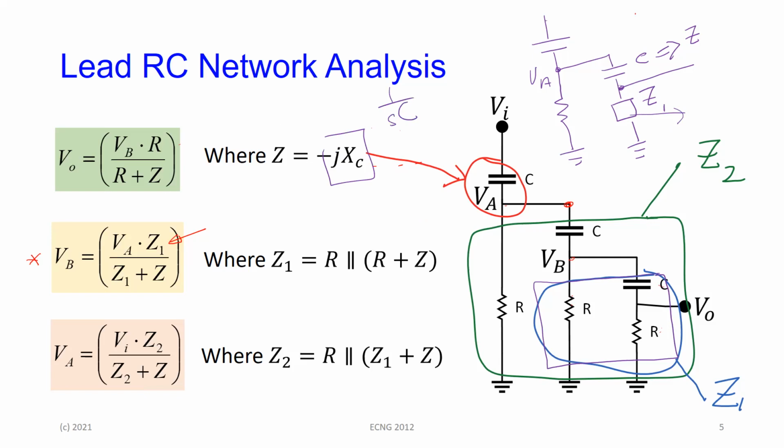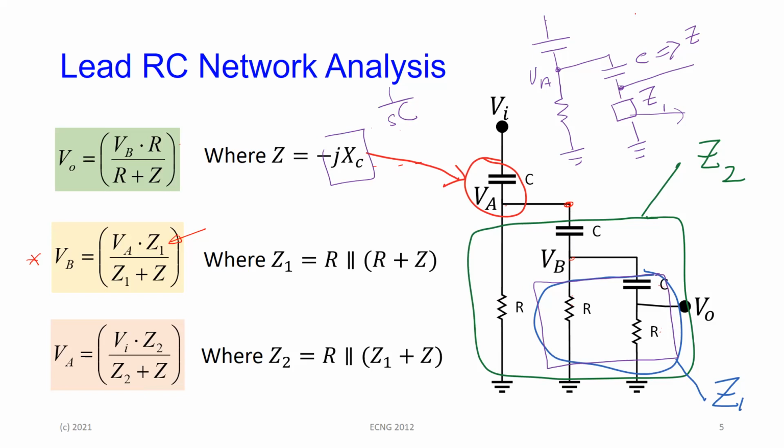Right? So Z is 1 over SC. Z1 is R in parallel with R plus Z, which will be just like you had before, R over SC over R plus 1 over SC kind of thing. Right? So that is Z1. And Z2 will be R in parallel with Z1 plus Z.